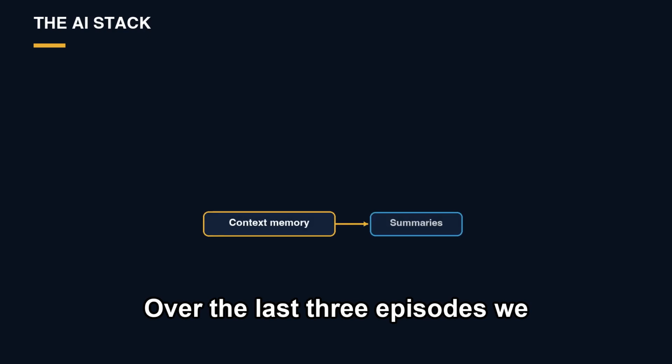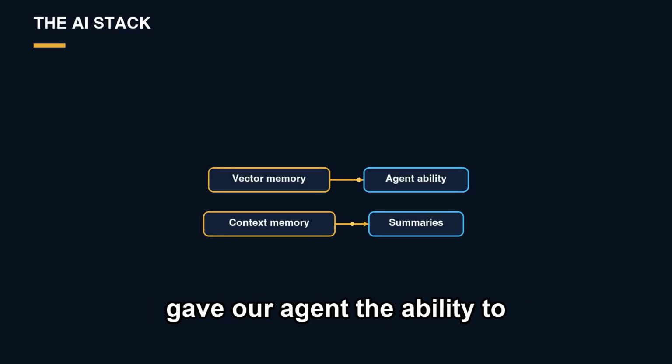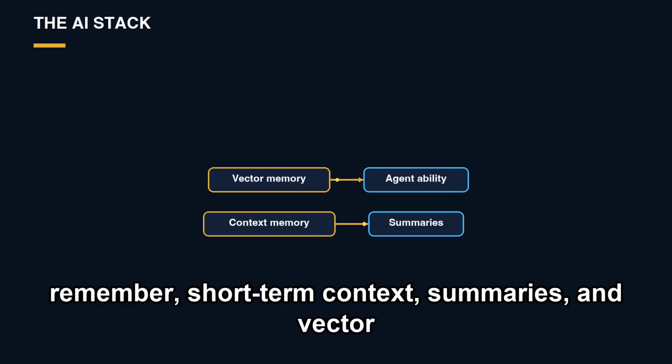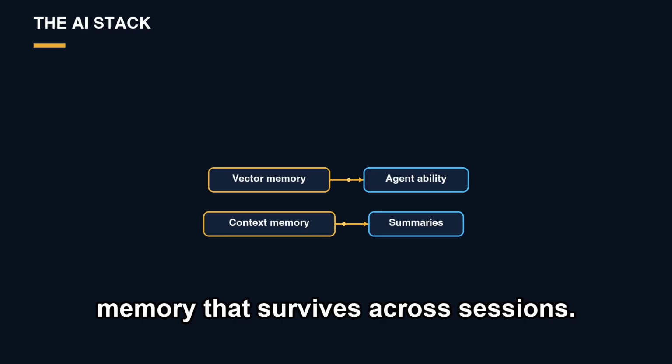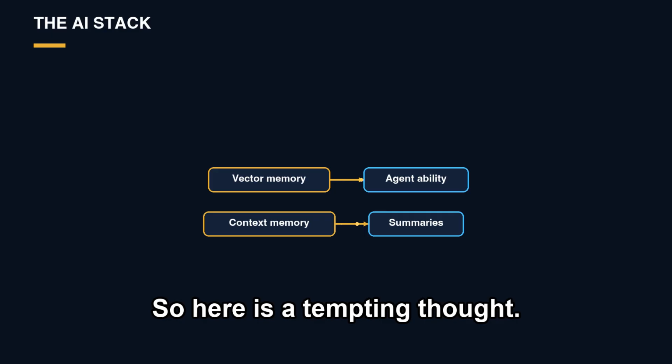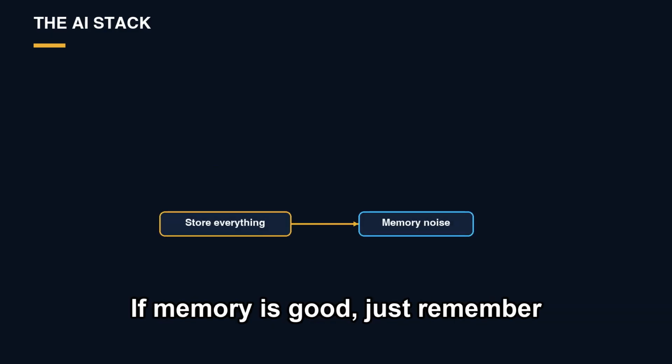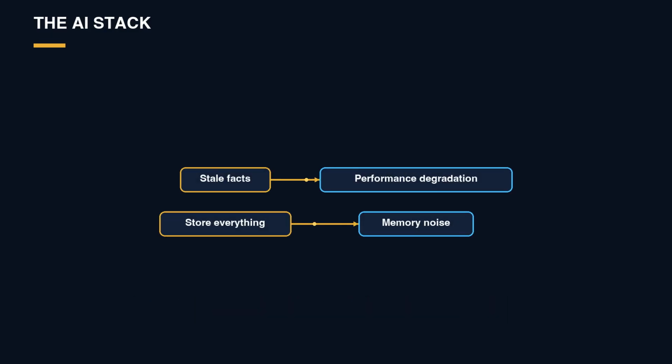Over the last 3 episodes, we gave our agent the ability to remember short-term context, summaries, and vector memory that survives across sessions. So here's a tempting thought. If memory is good, just remember everything, forever. Perfect, infinite recall. It sounds like the dream, and it is actually a trap.